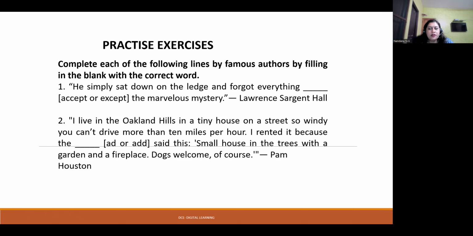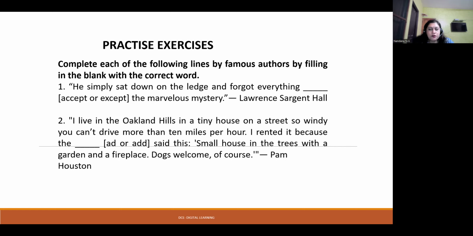Except the marvelous mystery. I live in the Oakland Hills in a tiny house on a street so windy you can't drive more than 10 miles per hour. I rented it because the ad, A-D, that is the advertisement, said this: small house in the trees with a garden and fireplace, dogs welcome, of course, by Pam Houston. I am dictating the answers here.